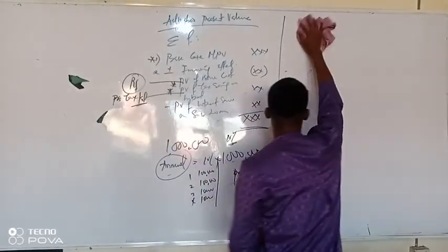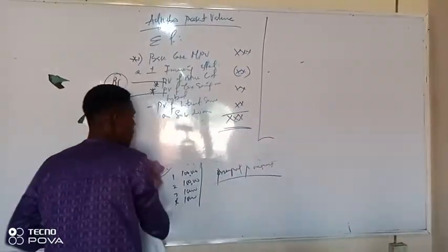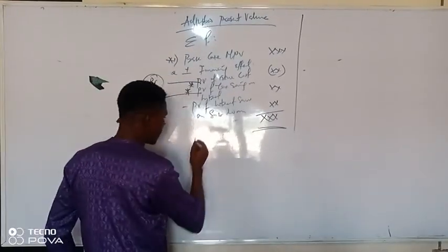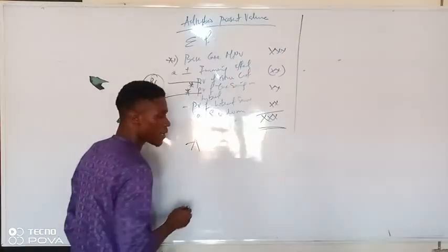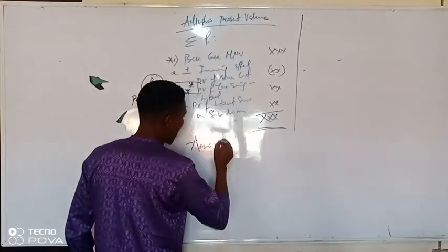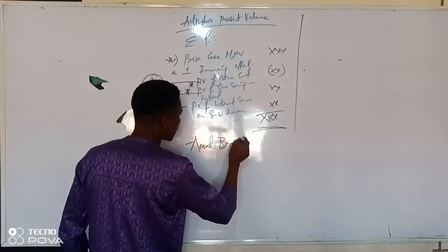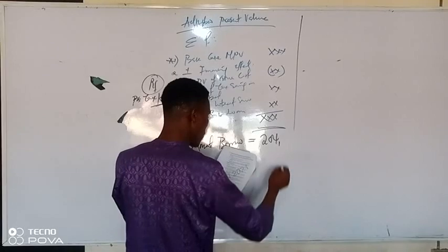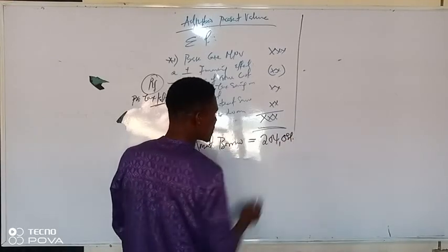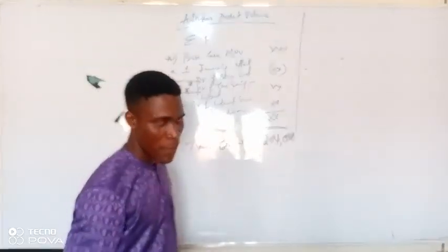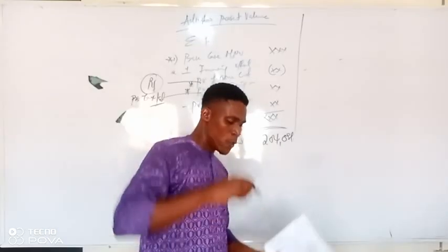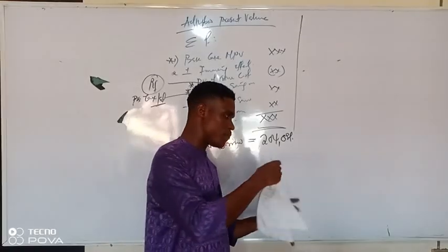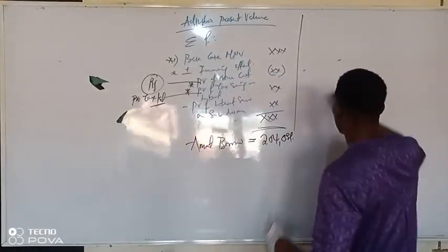Now let's assume that the company now borrows money. I'm not borrowed. Mommy, what happened? You're tired. All is well. How much do you borrow? 204,081. Please, you have to be very careful in a real question. Let me talk about something now. Let me take you back to the question. How much do we need?